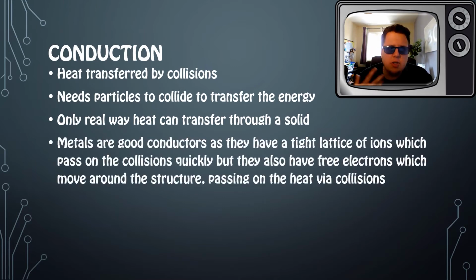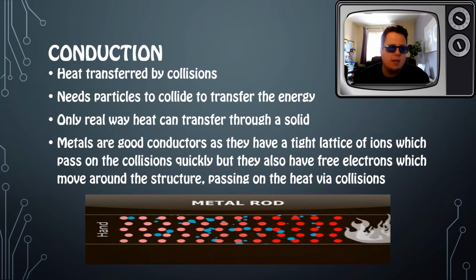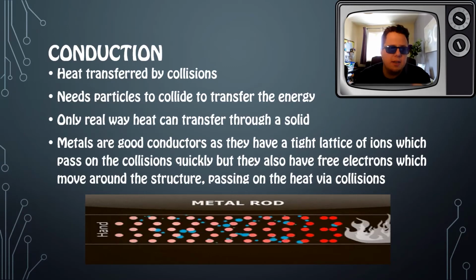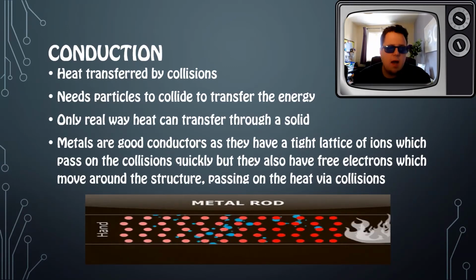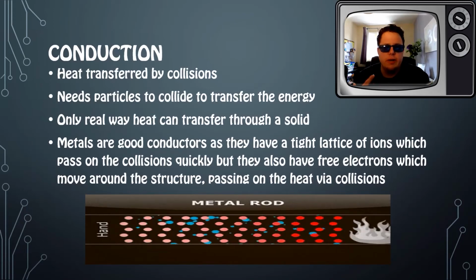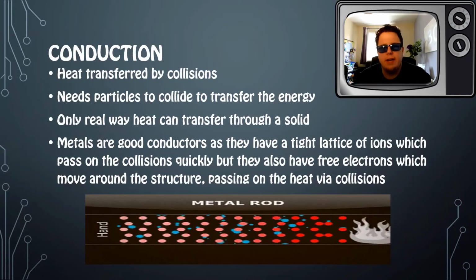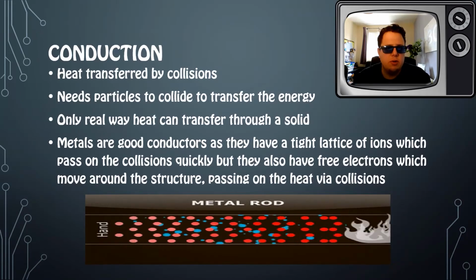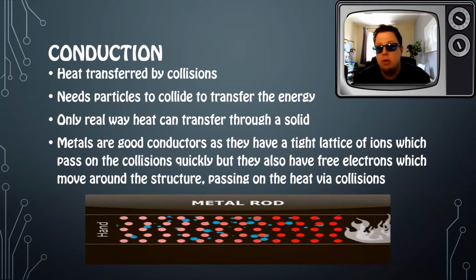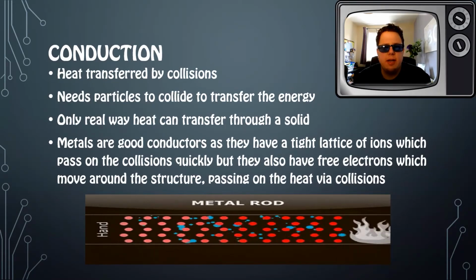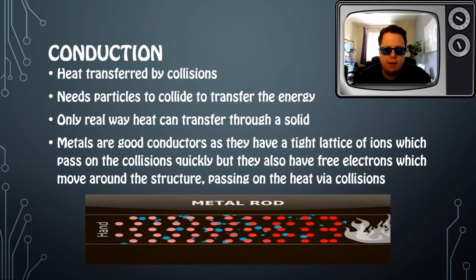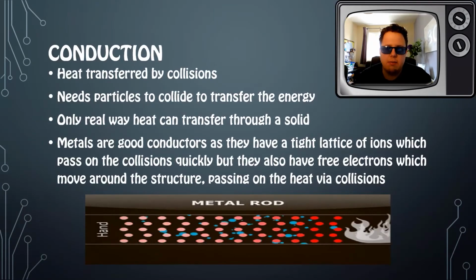Metals generally are good conductors of heat because of their structure. They've got a lattice of ions, which, if we look at this diagram, the red dots here are the metal ions, in a very regular structure. Because they're in this regular structure, they pass on the collisions really quickly. But the other thing that makes metals excellent conductors is their free electrons. These free electrons can move around the structure. These are the blue dots in this diagram, and they pass on the heat via collisions, making the whole object heat up far quicker.